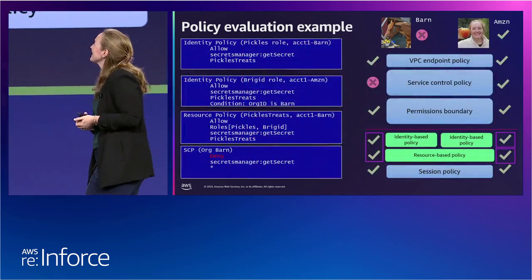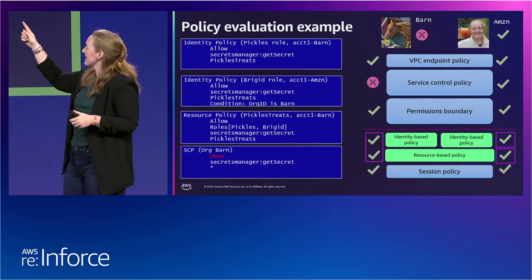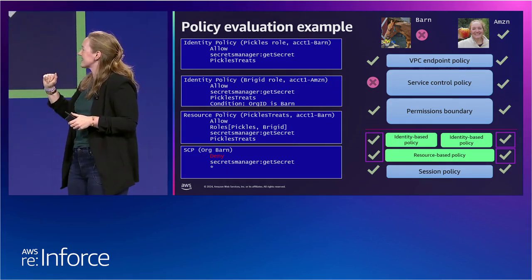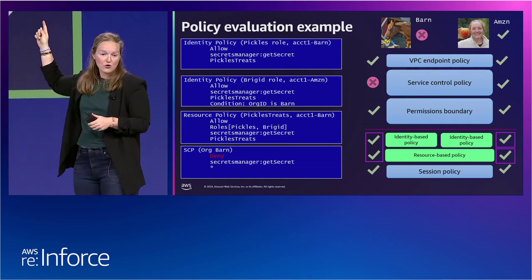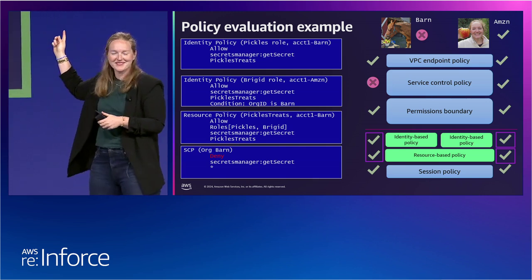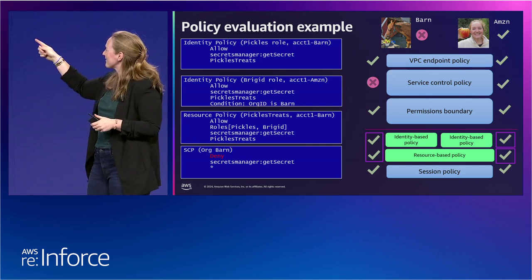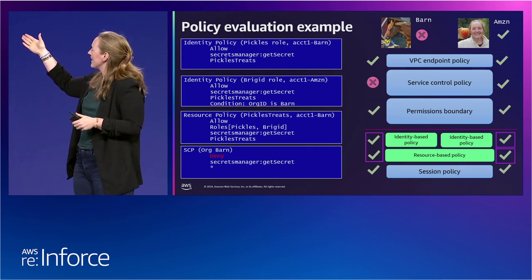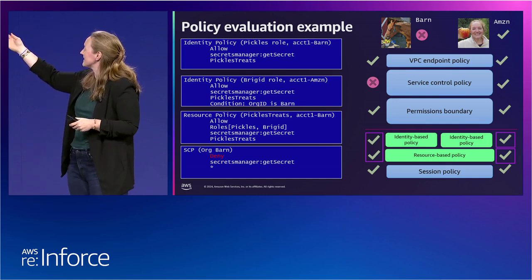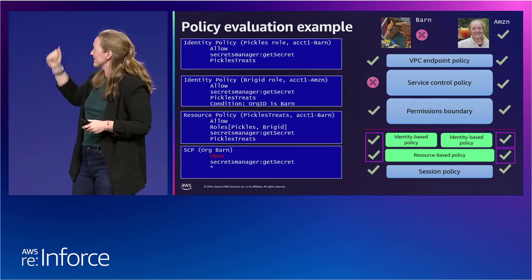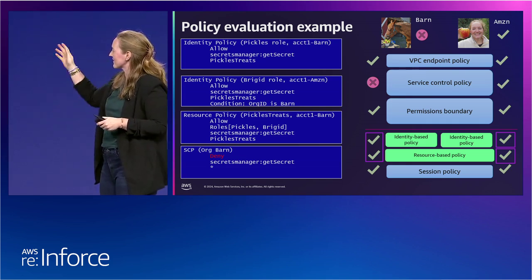All right, let's take a look at an example. So I have Pickles. He has a role policy that says allow Pickles access to Secrets Manager. Pickles is in the barn org. Bridget is in Amazon. Yes, I work for Amazon. All right, and so Bridget has a role policy that says allow me to get secrets as long as it's in the barn org. I can only get secrets from the barn. Okay. The resource policy says allow Bridget and Pickles access, so that's all great.